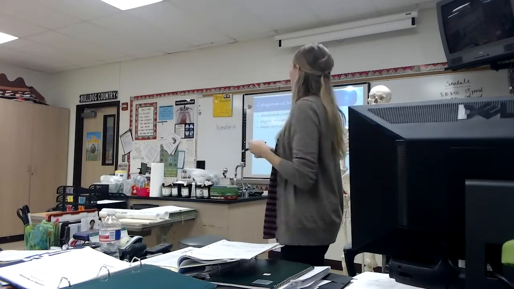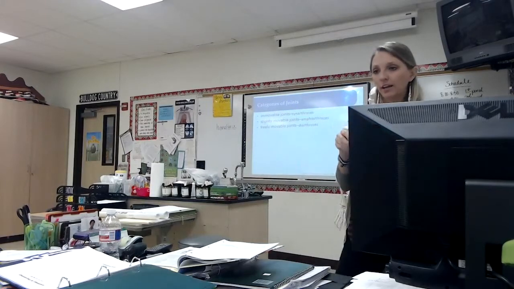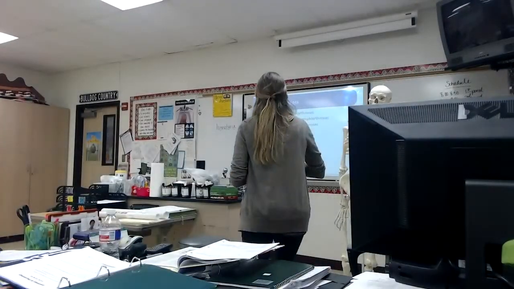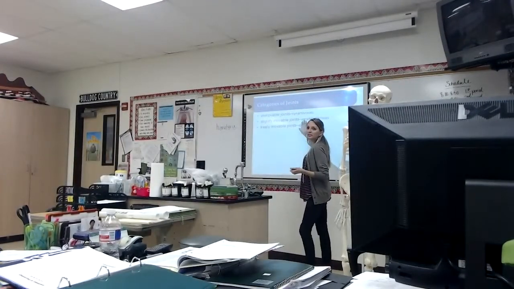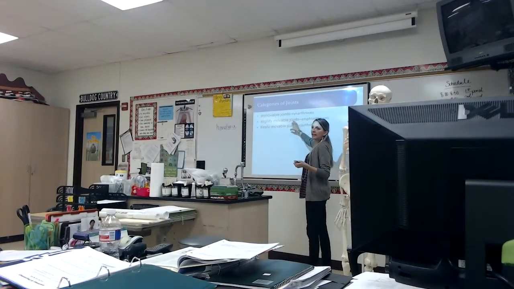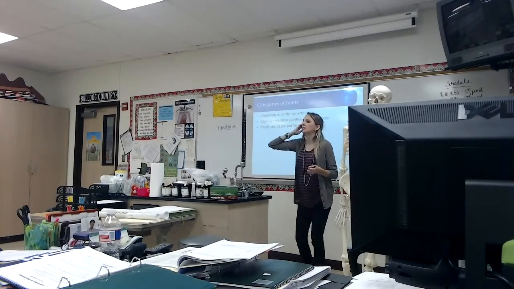Okay, but there are three main categories of joints on page 12. Immovable joints, which are called synarthroses. We know arthro is joint, and syn, you know what that means? Syn and sym mean the same thing usually when you see them in words. It means together, like symbiosis, living together.